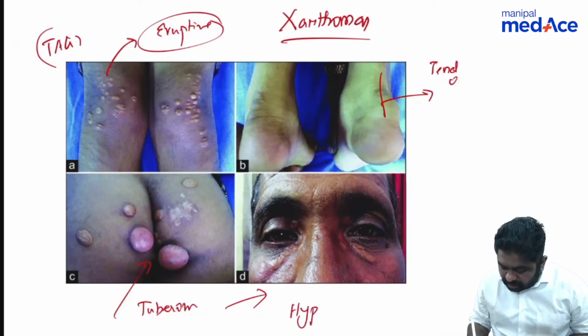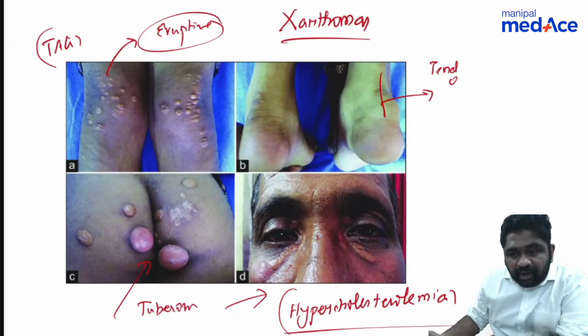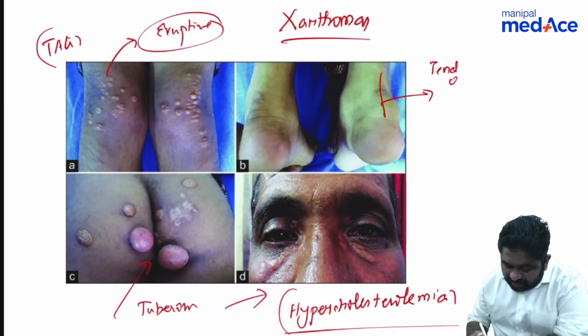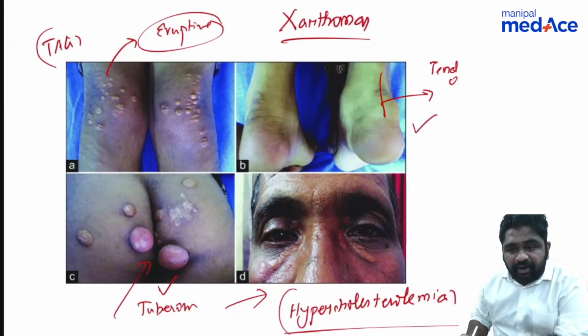I'll write it here. Both of them indicate hypercholesterolemia. We have tuberous xanthoma, we have tendinous xanthoma. Both of them indicate hypercholesterolemia.